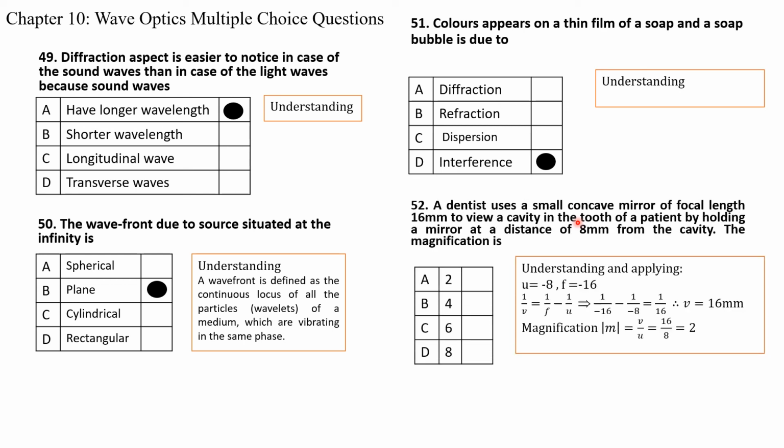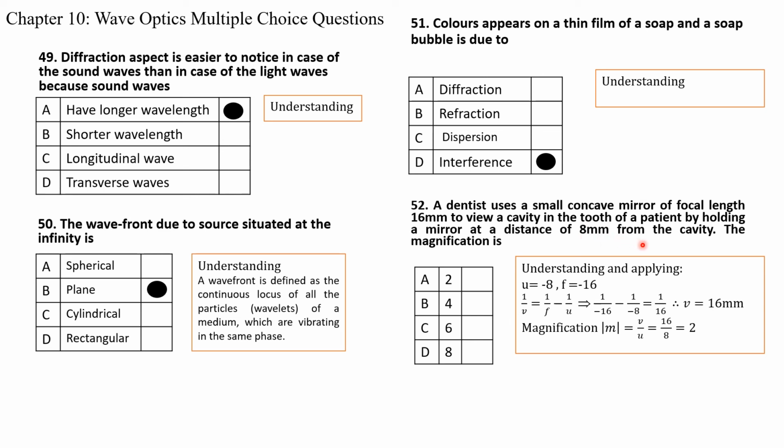Now we come to the last question. A dentist uses a small concave mirror of focal length 16 mm to view a cavity in the tooth of a patient by holding a mirror at a distance of 8 mm from the cavity. Here we have to calculate the magnification. So this is a numerical problem where focal length of a concave mirror is given as 16 mm and the mirror distance is 8 mm from the cavity.